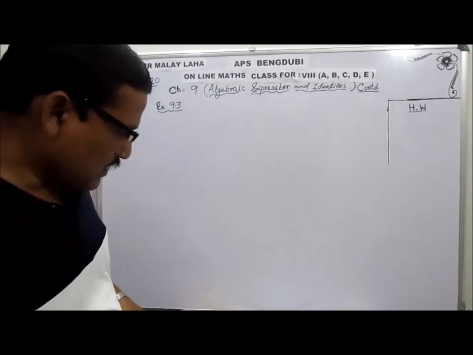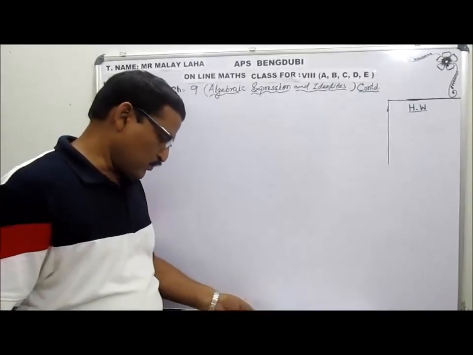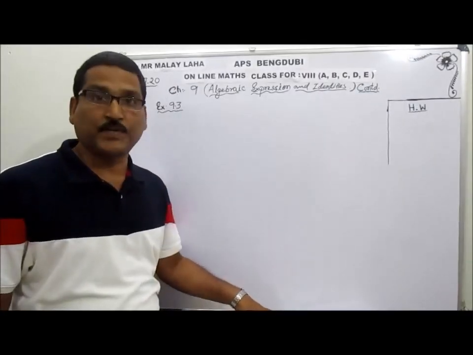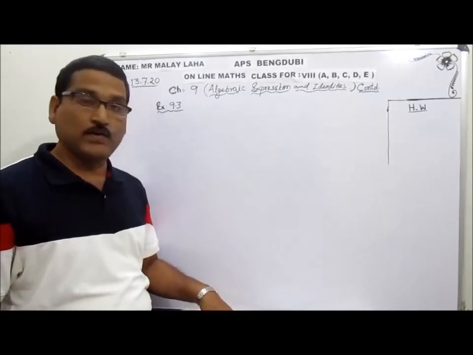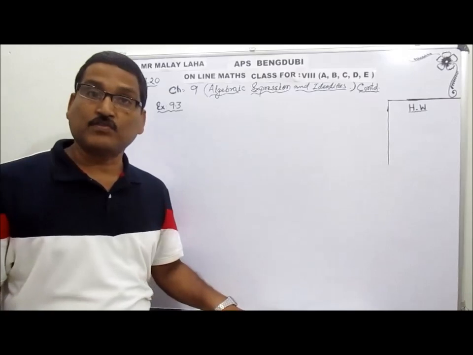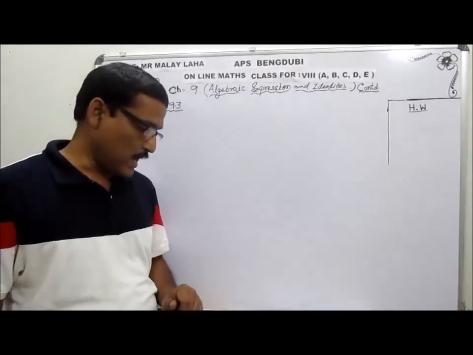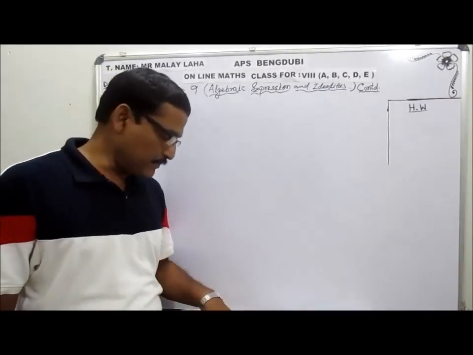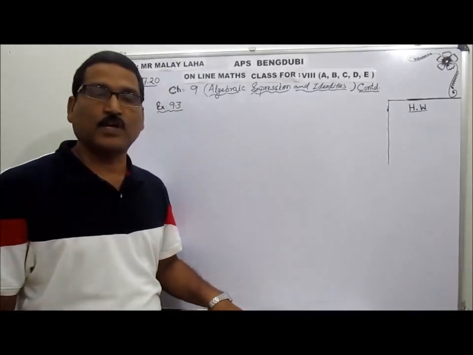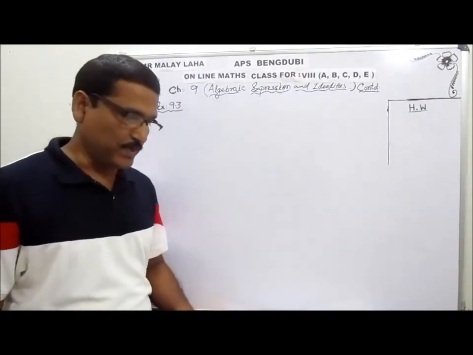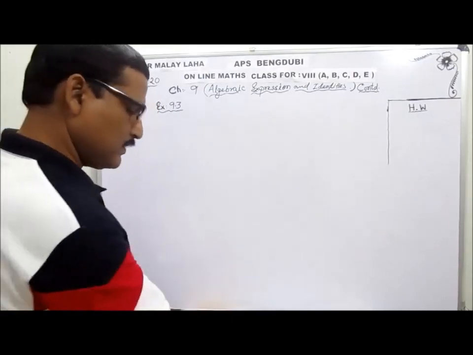On Thursday, I did up to question number 4 of exercise 9.3. Okay. Thereafter, only one question was left. I will do it. Then I will do some extra questions from your old book. And if time permits, then I will start the next exercise, that is product of binomial and trinomial. Okay. Let's see question number 5.